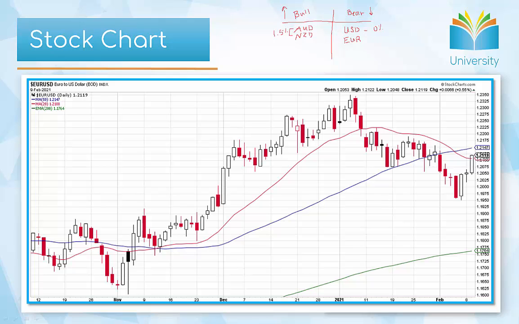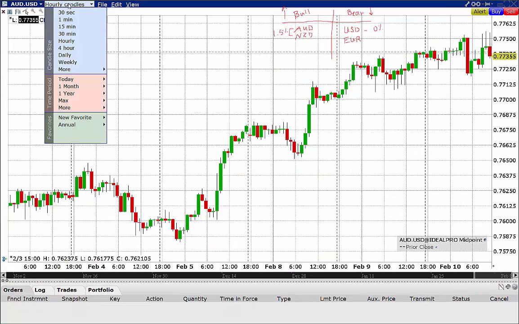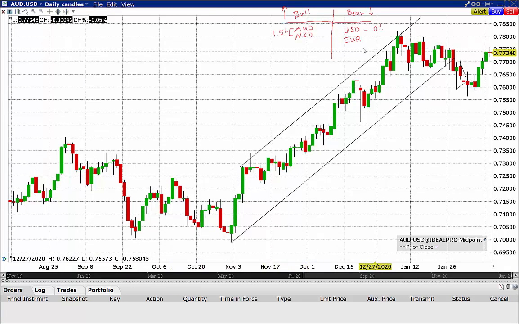So as I come over to a chart, I can look at this and say something along the lines of, let's just pull up an Aussie US dollar chart. I'm going to pull this up live in the markets right now. This is the Aussie versus the US dollar. And I think that the Aussie is going to be stronger, the US dollar is going to be weaker. You can actually see right out of the gates that that's what's been happening overall.